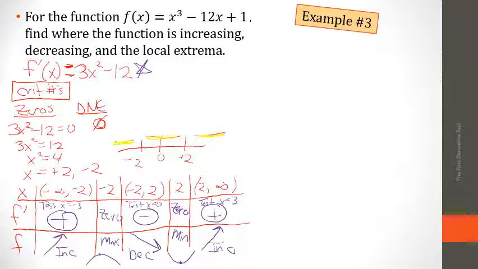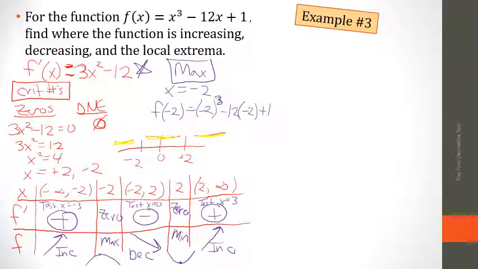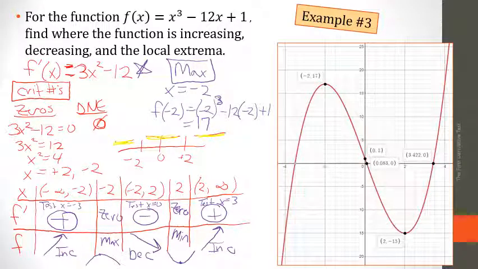Okay, and if you wanted to find the values, you could plug them back in. So if you want to find the max, it occurs at x equals -2. You plug that into your original function: -2 cubed minus 12 times -2 plus 1. And you get out what? 17? And you would do the same for the minimum. Let's check ourselves against our graph. And it looks like we got it. Here's our max. It's a local max. And here's our min.